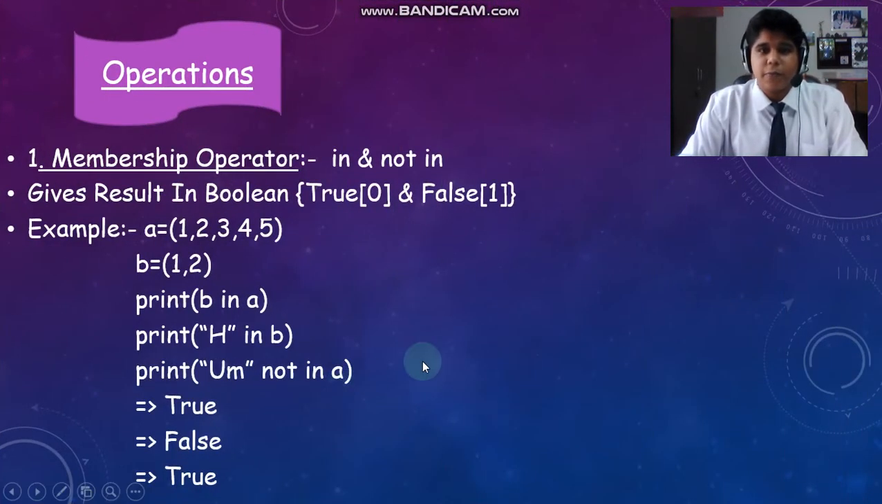So next we have operations. First is the membership operator, in and not in. It gives the result in boolean, true and false. Example, a is equal to 1 2 3 4 5 and b is equal to 1 2. So let's understand this by an example.